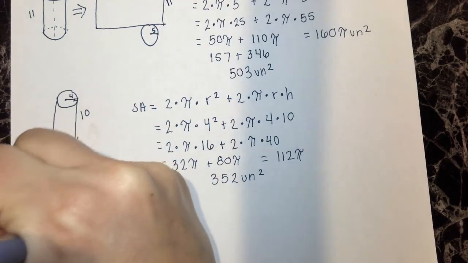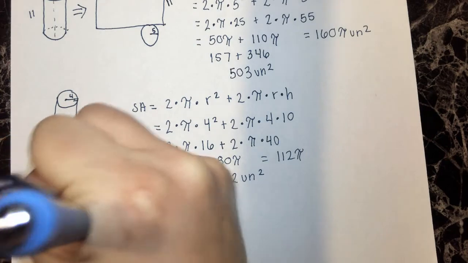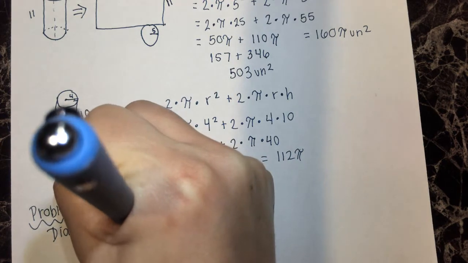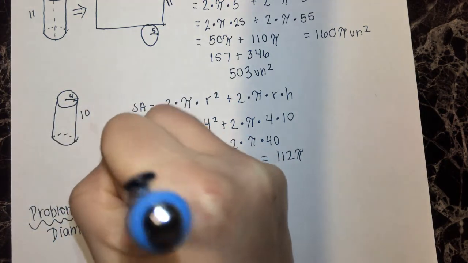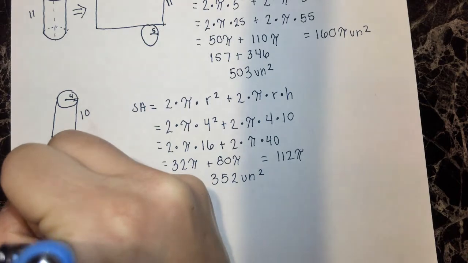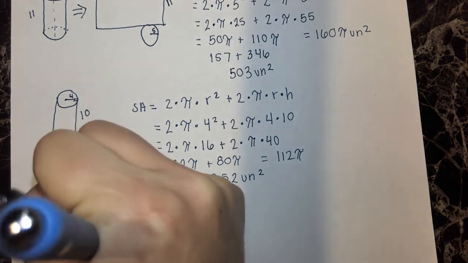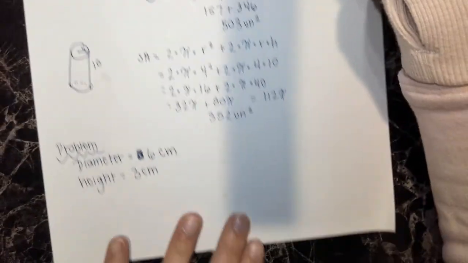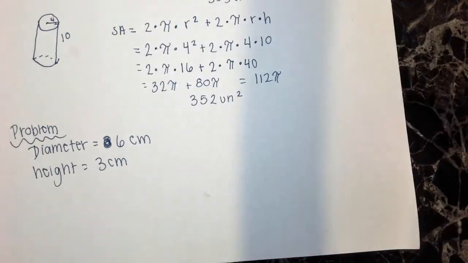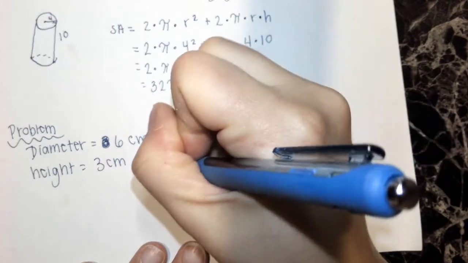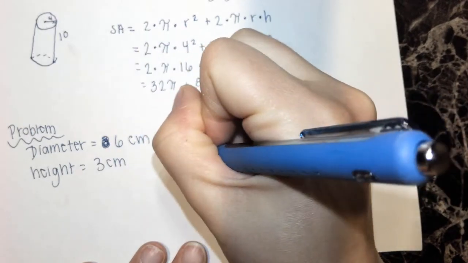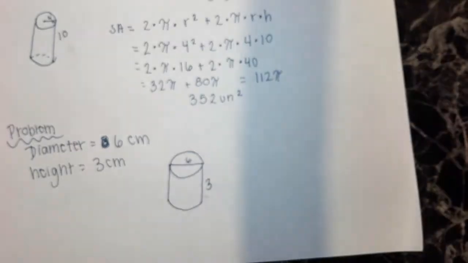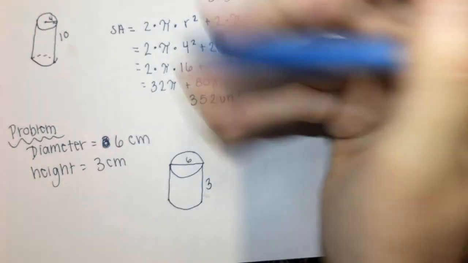I'm going to say your diameter is 6. Your height is 3. And let's say they're both in centimeters. Okay, so your diameter is 6, your height is 3. If you would draw this out, diameter is all the way across that 6. Height is 3. Remember, there's no d in this formula.